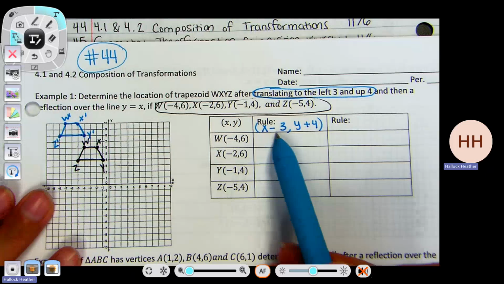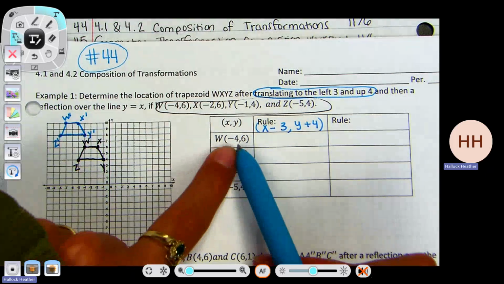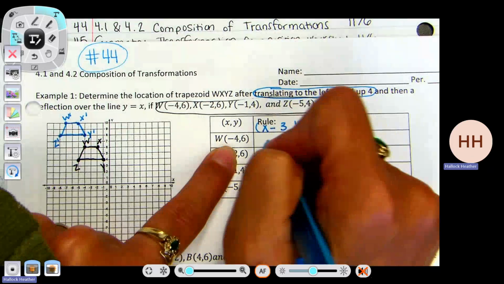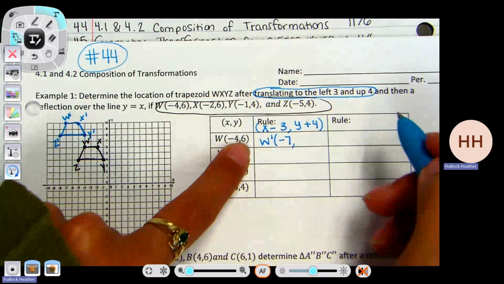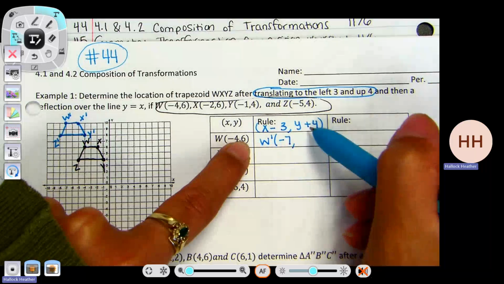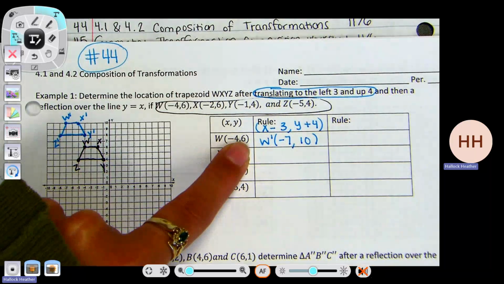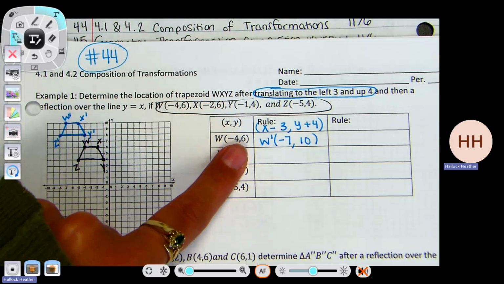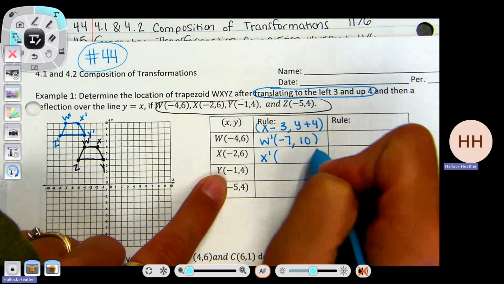So technically, I could do the math to these coordinate points. If I take -4 and I subtract 3, that gives me -7. If I take y, which is 6, and I add 4, that gives me 10. And then if you look at your graph, your coordinate for W should be at -7, 10. So you could either do the math or you could literally move it. I think you should just move it because it's easier and you don't have to think about adding and subtracting numbers. So if I did that to X, where would X prime be at?